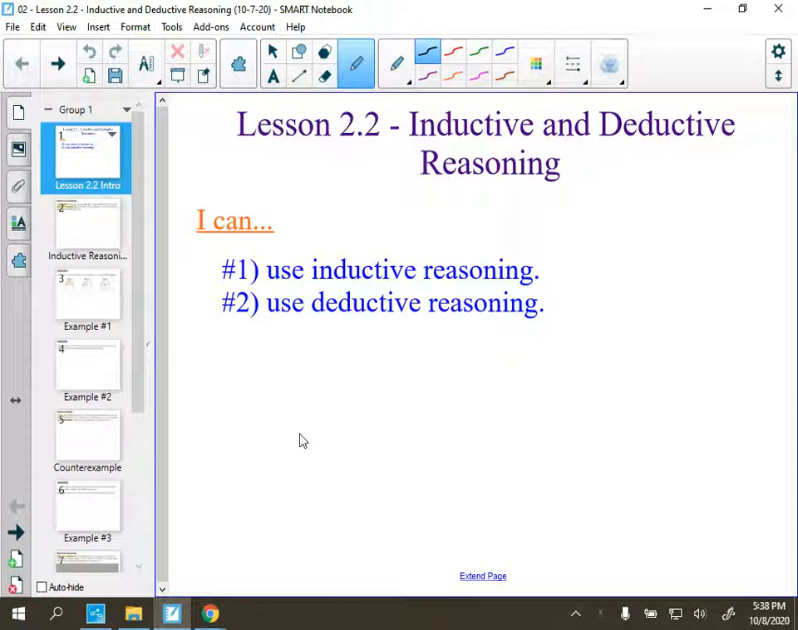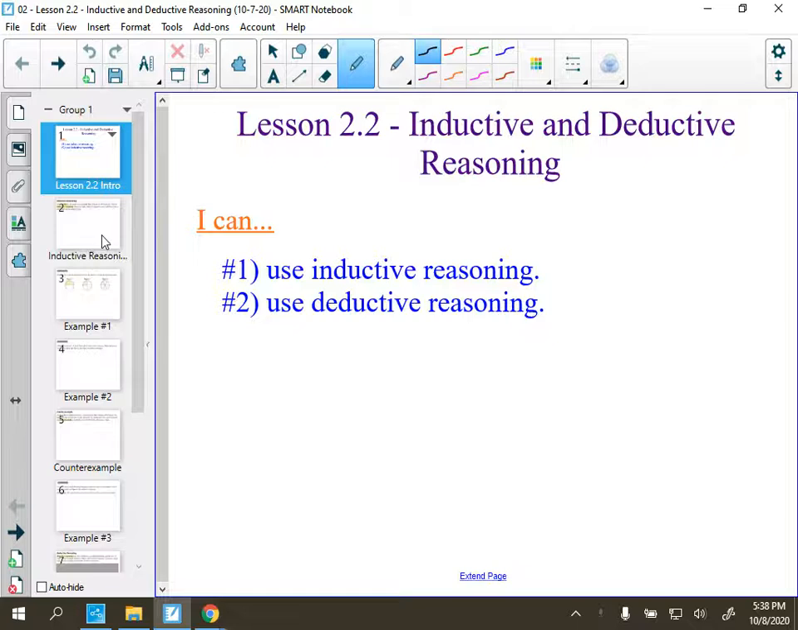All right, and welcome to the lesson 2.2 inductive and deductive reasoning video notes. As you can see here, we're going to go over two big concepts. Basically, the name of the lesson: what is inductive reasoning, how do we use it, and what is deductive reasoning, and where will we use it. So we might as well just jump right in and go.